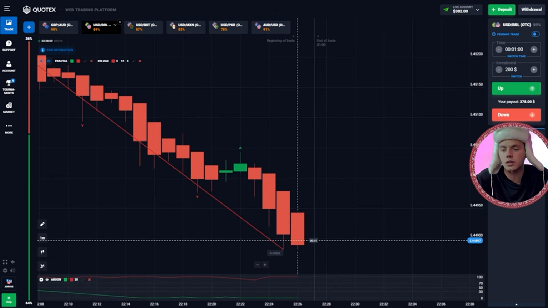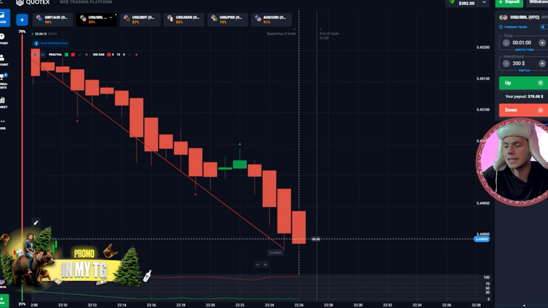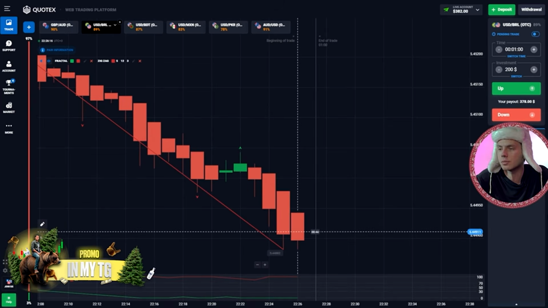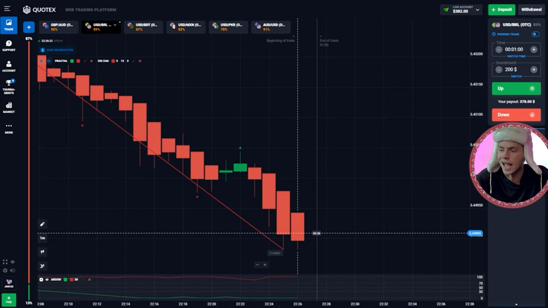And great, we got another trade closed, $382. Well, this one is really not bad. $382 on our balance, which means that $182 on our balance is already in plus. Pretty good beginning of the trader's day, guys.